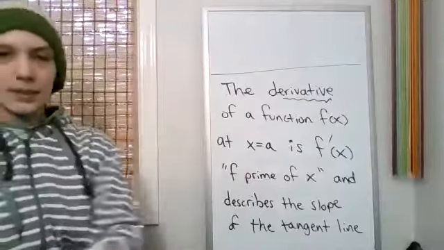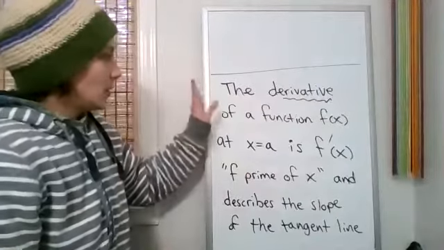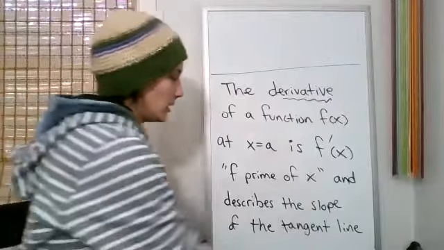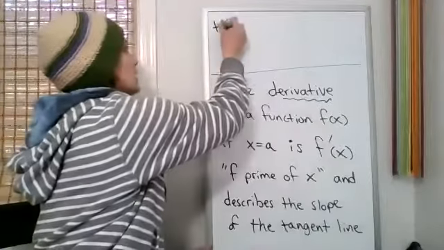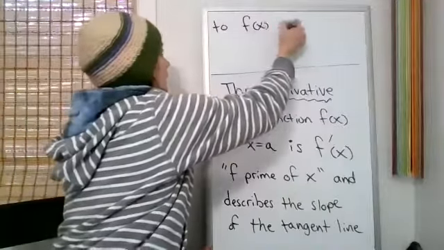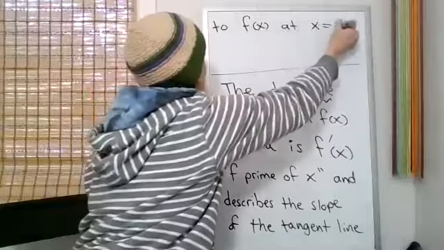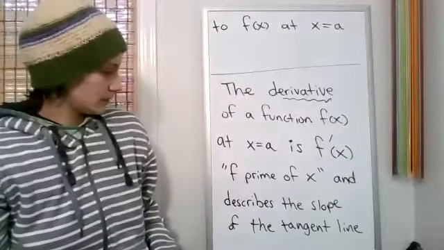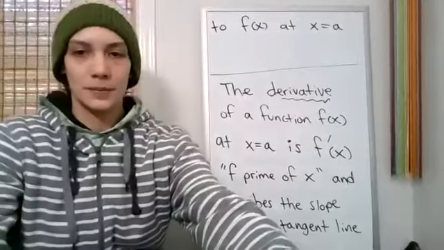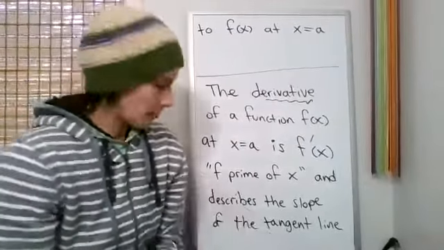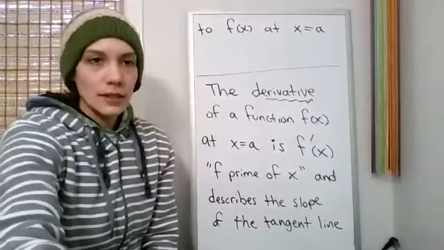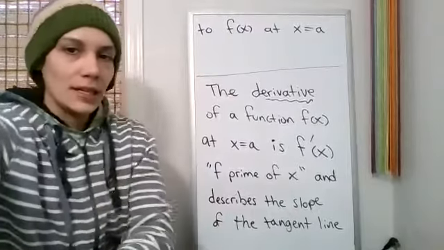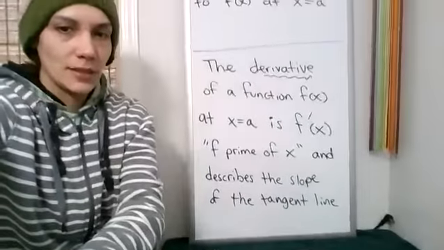All right. Okay, derivative is f prime of x, and it's the slope of the tangent line to f of x at x equals a. Good. Let's do this and that.